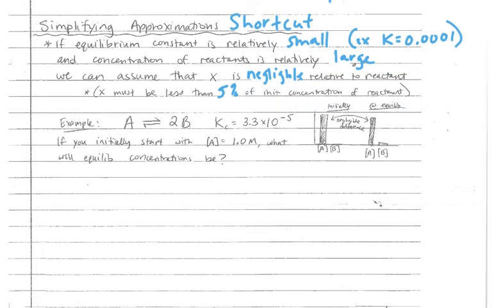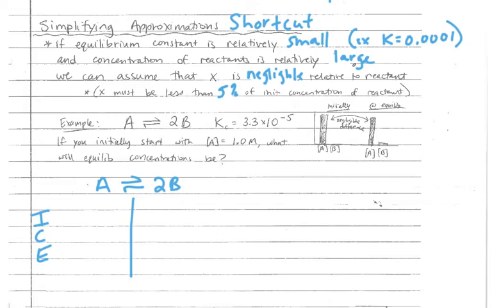In this problem, we have A reacting to form 2B. All right, we're given an equilibrium constant, K equals 3.3 times 10 to the negative fifth, which is a small number, 0.000033. And we initially start with 1 molar of A. So we'll write out the equation and turn it into an icebox.